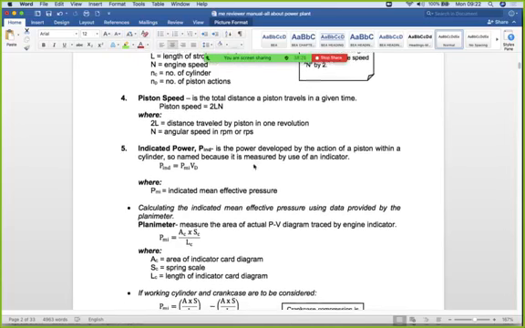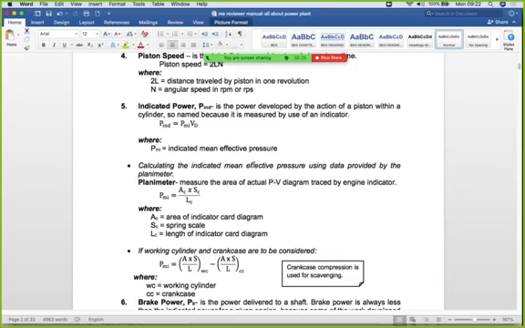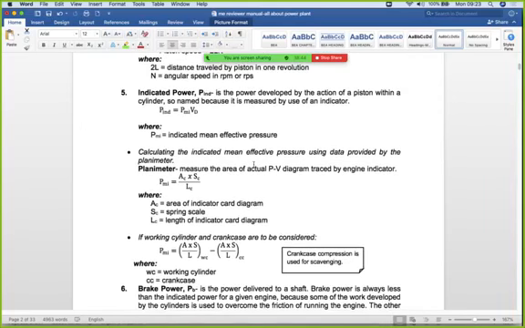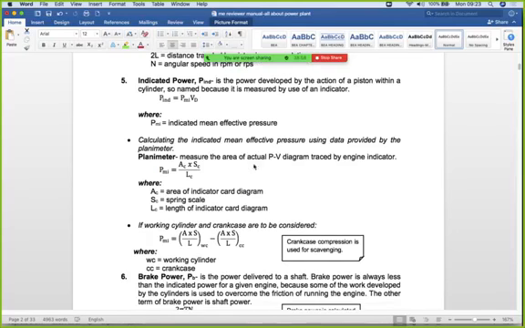We have also the indicated power, which is the indicated mean effective pressure, PMI, multiplied by VD, the piston displacement. It is the power developed by the action of the piston within a cylinder. This is measured by the use of an indicator, which is why it is named indicated power.